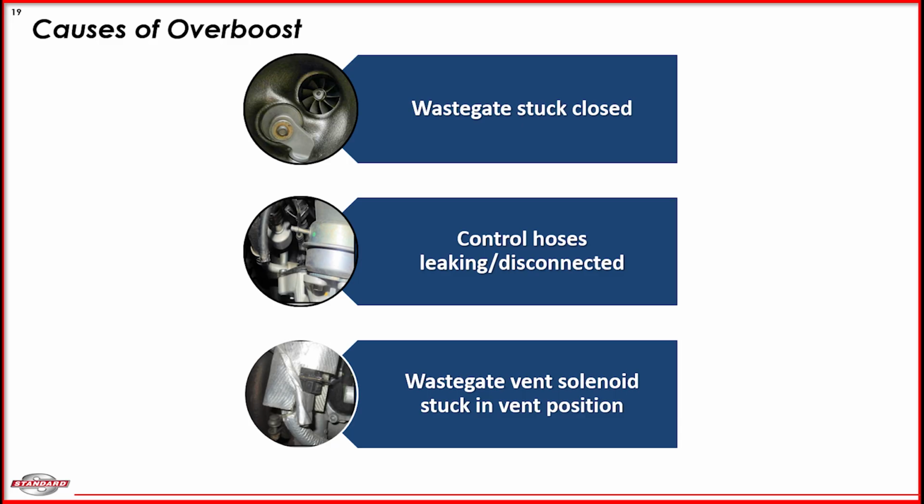But we could also have control hoses leaking or disconnected. I showed you an example of that just a few moments ago with my own personal vehicle. It doesn't take very much for the hose to get cracked or leak or get torn, especially when parts are missing that are supposed to be protecting those hoses. And then obviously we can have a wastegate vent solenoid stuck in the vent position. So there's a couple different things that can cause overboost and a couple different things that can cause underboost. But at the end of the day, there's also a lot of things we can do to try to diagnose those without having to put hours upon hours of investment into it to figure out what it is.